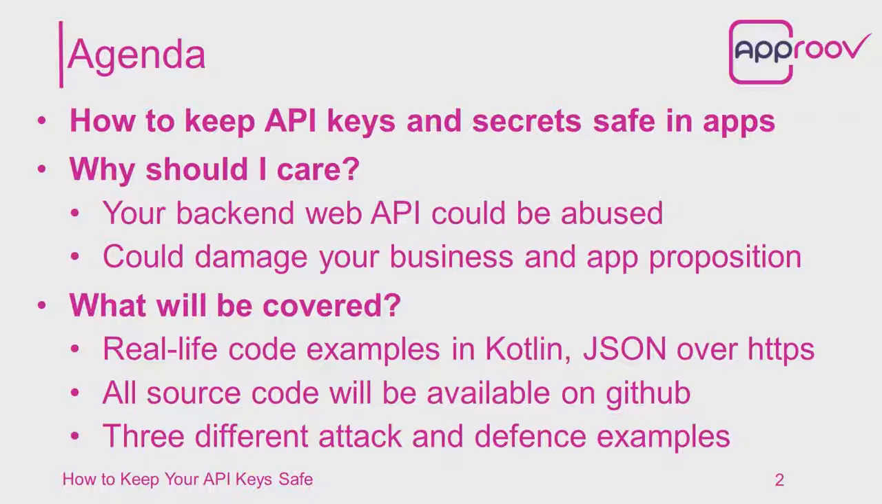So in order to illustrate the points, I'm going to show you 3 different attack and defense scenarios where initially the API key is not particularly secured, and how that is attacked, and then go through some more extensive types of obfuscation and the types of attacks you can have against those.